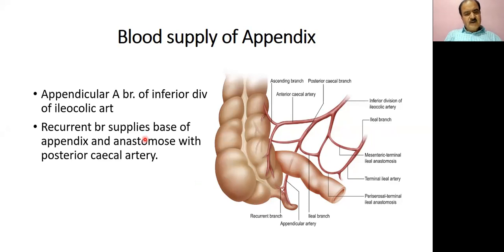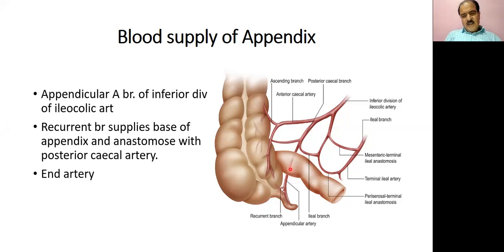There is also a recurrent branch which supplies the base of the appendix and anastomoses with the posterior cecal artery. So we have a recurrent branch that supplies the cecum and it anastomoses here. So it anastomoses with the appendicular artery.